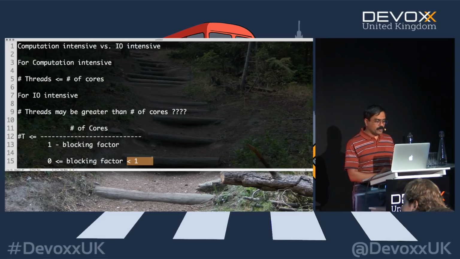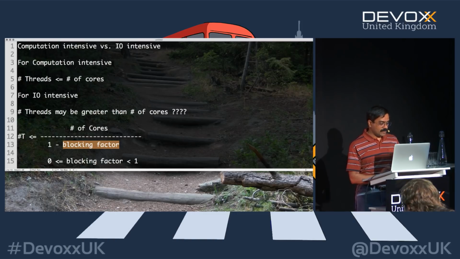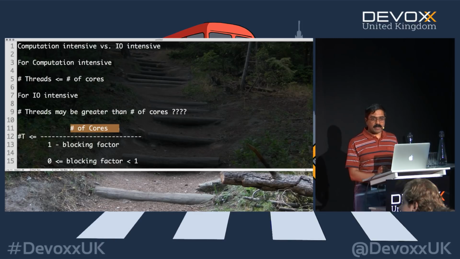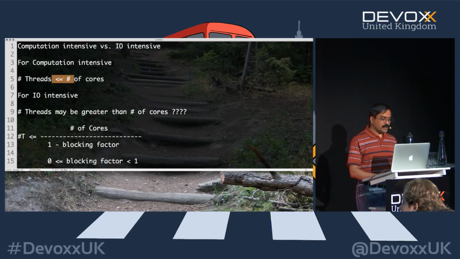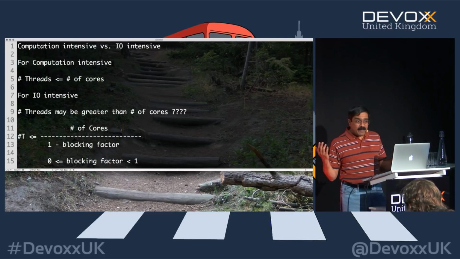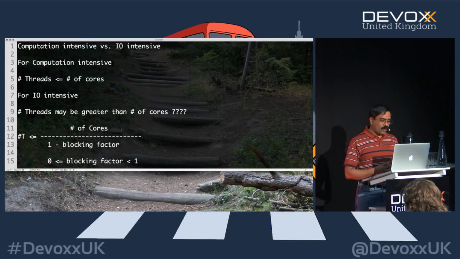Let's see if this math holds. If the blocking factor is 0, the denominator becomes a 1, which means number of threads is less than or equal to number of cores divided by 1, which is number of cores, which is what we said up here. On the other hand, if you're dealing with the I/O intensive, I'm sleeping half the time, then what happens?